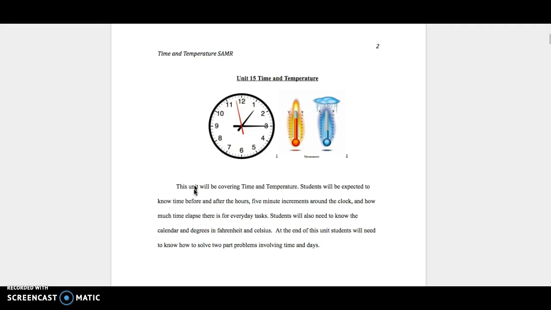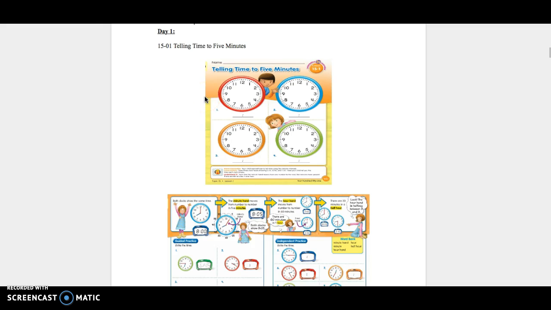There's 6 lessons in this unit that I'll be covering, and I'll show you the different ways in which I'll be using the SAMR and which one will work best for me for that day lesson. This is their day one.